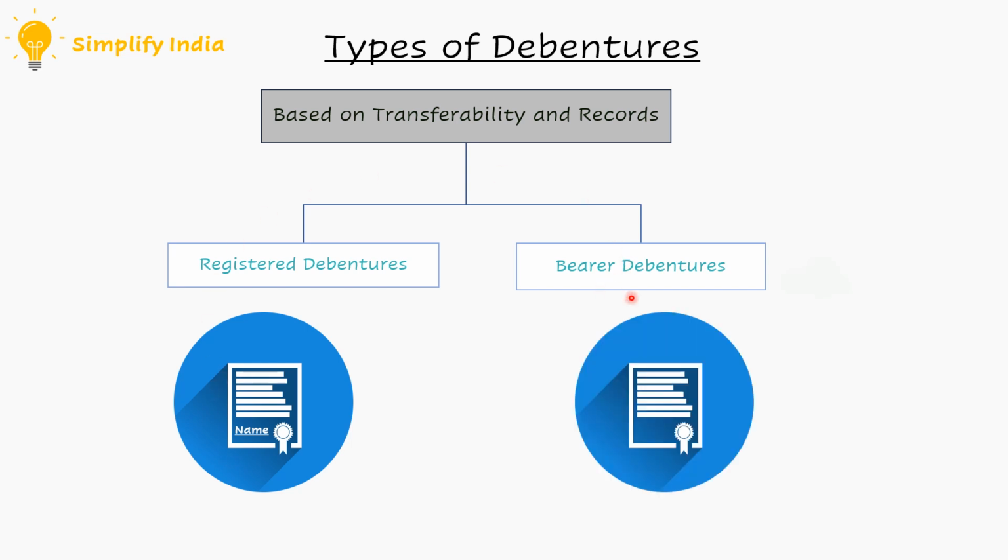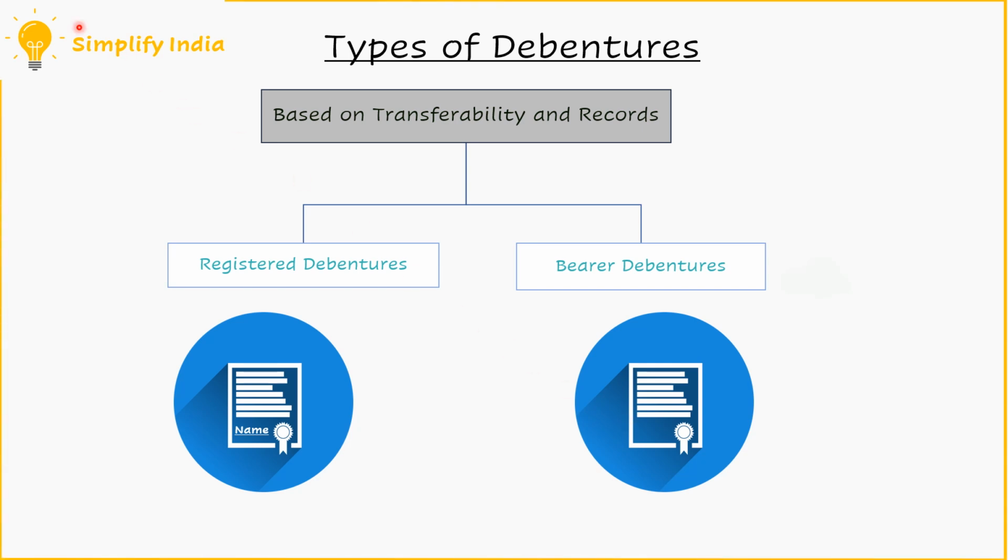Next is the bearer debenture. In the case of a bearer debenture, the person who bears the debenture becomes the owner of the debenture, and it can be transferred easily from one person to another.